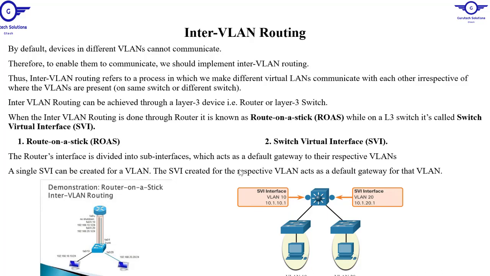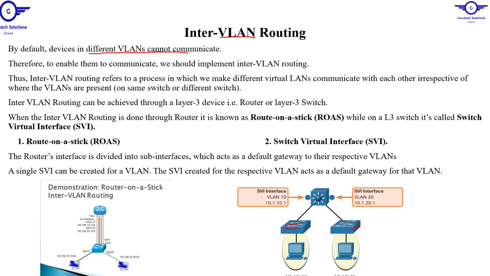Okay, so in this training today, we are going to learn what is meant by inter-VLAN routing. As you can remember, previously we learned how to do VLAN configuration. We learned how to configure VLANs on the switches. And through what we learned, you could easily identify that by default, devices in different VLANs cannot communicate, but devices in the same VLAN will communicate.